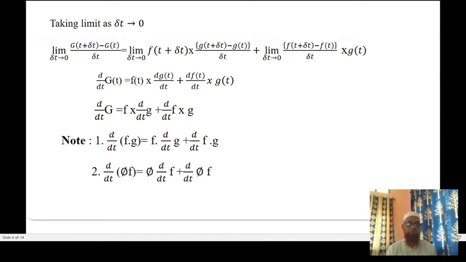Similarly, we can prove that d by dt of f dot g equals f dot dg by dt plus df by dt dot g. Second, d by dt of phi times f equals phi times df by dt plus d phi by dt times f.